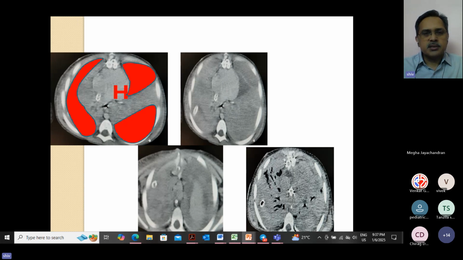This is one of our patients who we burnt our fingers with, who underwent VATS, and the red areas that you're seeing are huge hematomas inside the thorax.